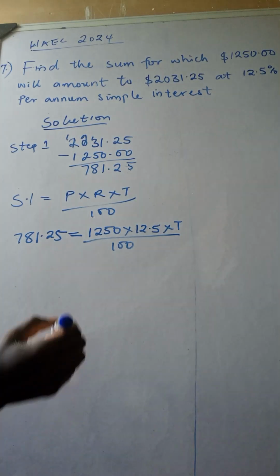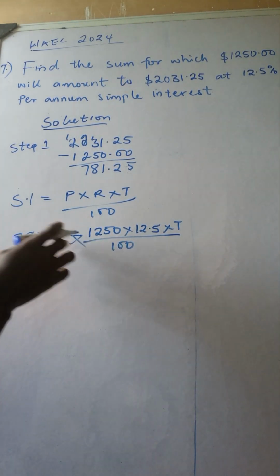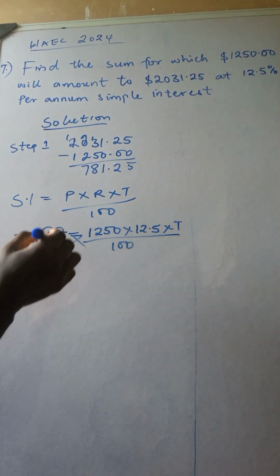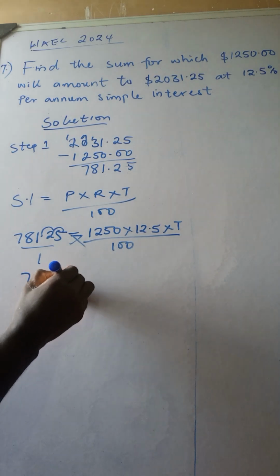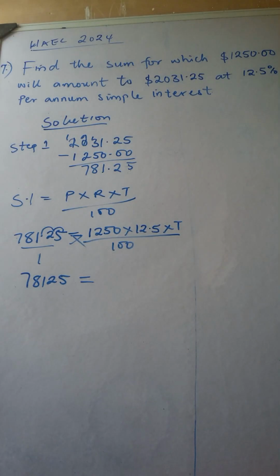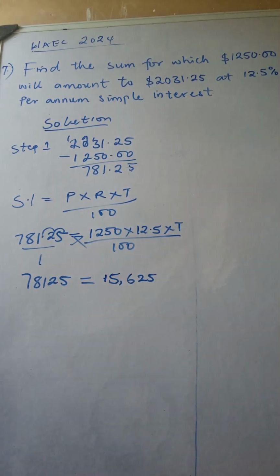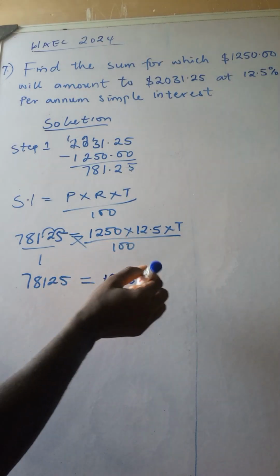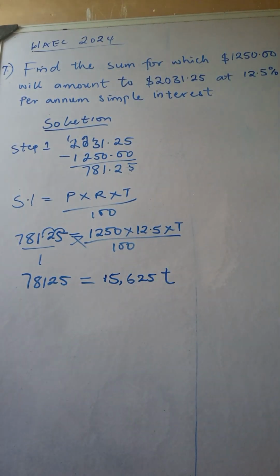So what we're going to do now is we're going to cross multiply. So we're going to use 100 to multiply. If you multiply this by 100, this decimal place is going to move 2 places, and this is going to now become a whole number. This is going to become 78,125 is equal to, then 1,250 times 12.5 is going to give us 15,625. That's what the calculator gave me. Then times t. So this is 15,625 t.